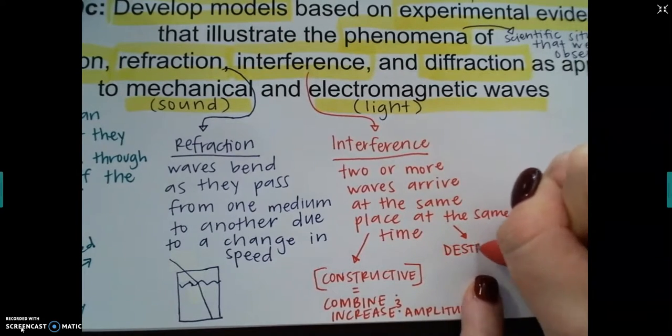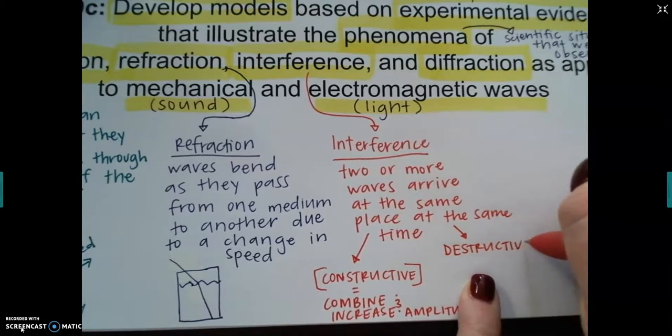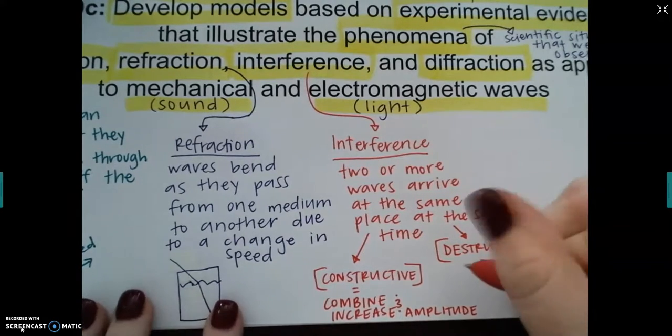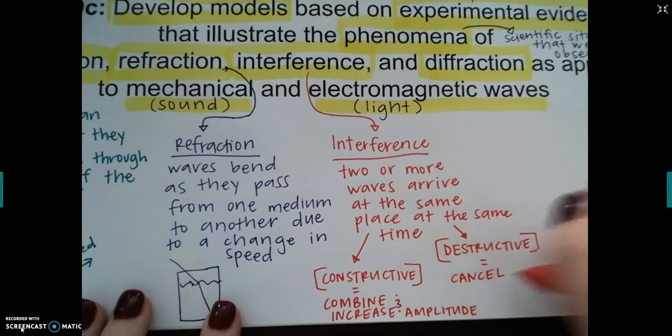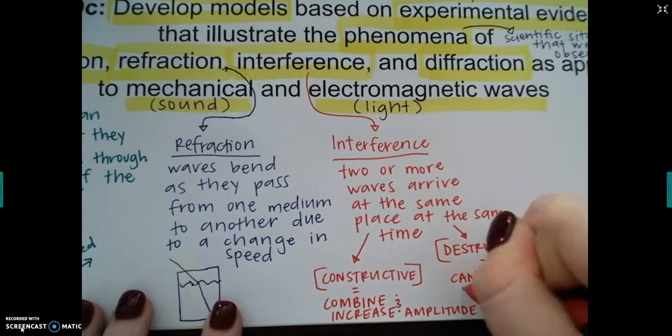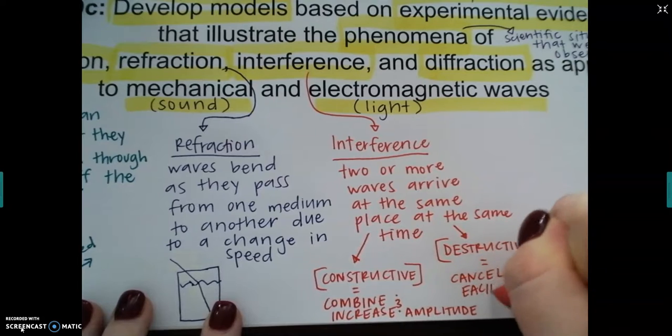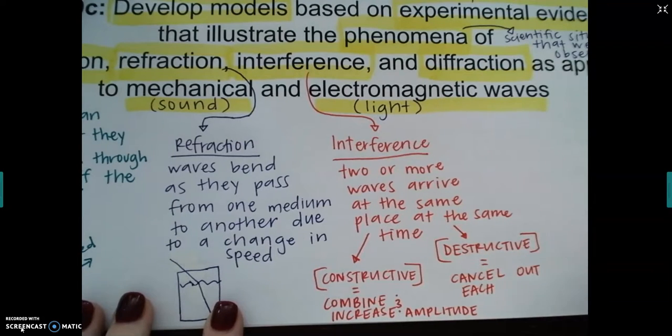So destructive interference is going to cancel out each other and decrease the amplitude of both waves.